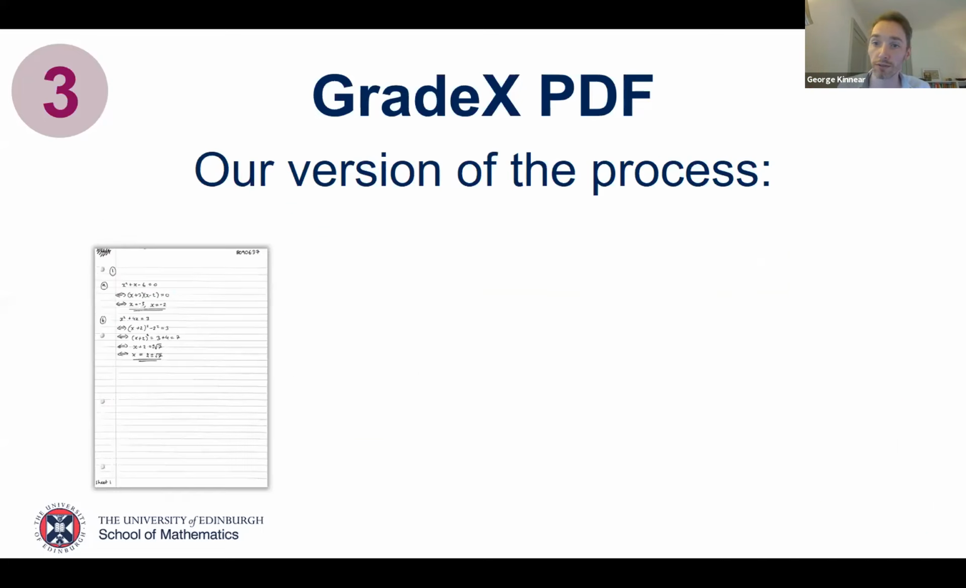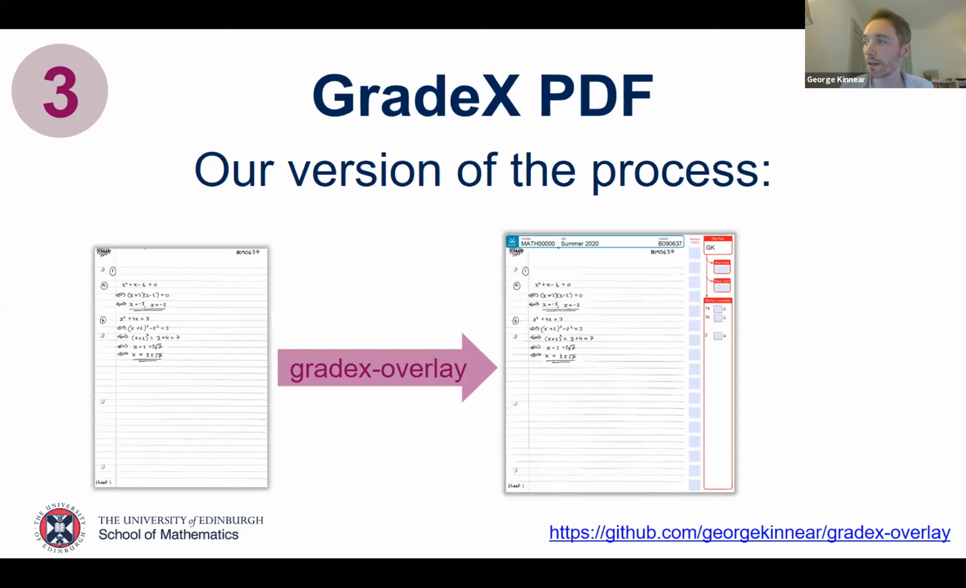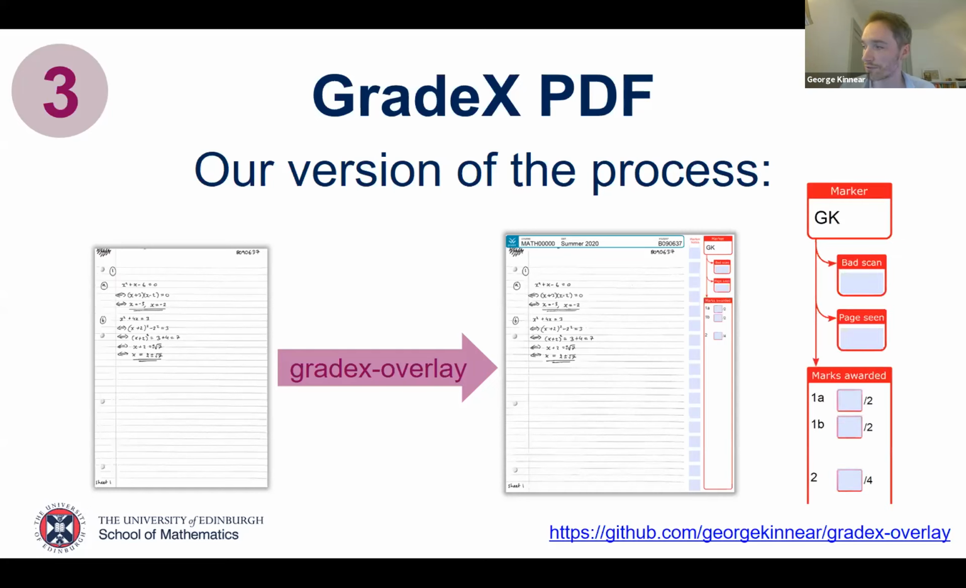What our process looked like: we took the students' PDFs and ran them through this overlay script, which adds on the forms, and the output looks something like this. Down the right-hand side, we get a set of forms that we can then type the marks into. Just showing you in a bit more detail, we needed to feed in for each of the papers exactly what the parts and marks breakdown was, and then that gives you a box just to type in the number of marks.